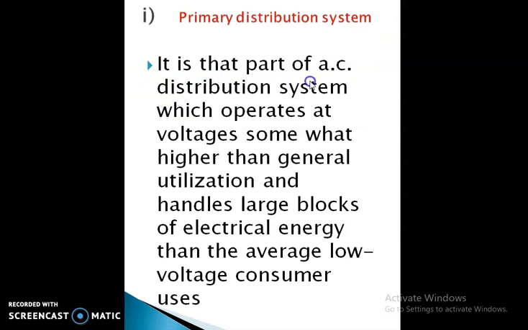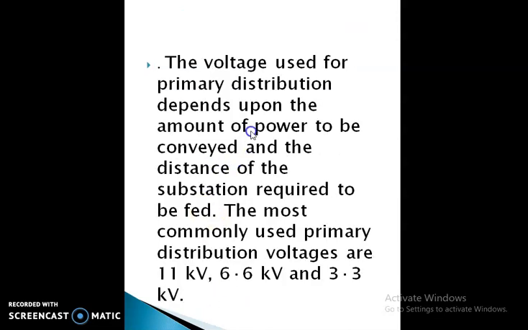It is that part of the AC distribution system which operates at voltages somewhat higher than general utilization and handles large blocks of electrical energy than the average low voltage consumer uses. The voltage used for primary distribution depends upon the amount of power to be conveyed and the distance of the substation required to be fed. The most commonly used primary distribution voltages are 11 kV, 6.6 kV and 3.3 kV.